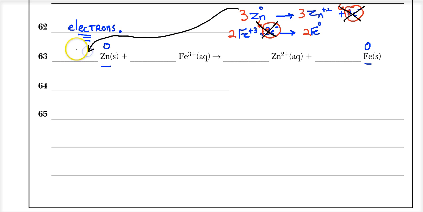3 is in front here, 2 is in front here, 2 is in front for the Fe, and then 3 right here.